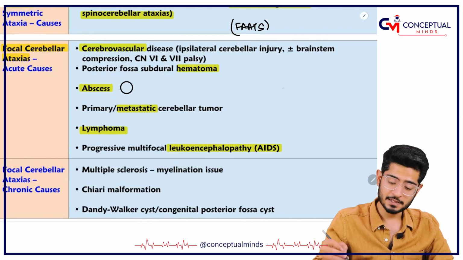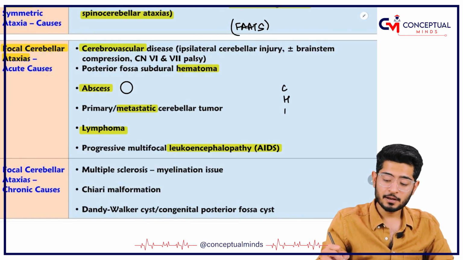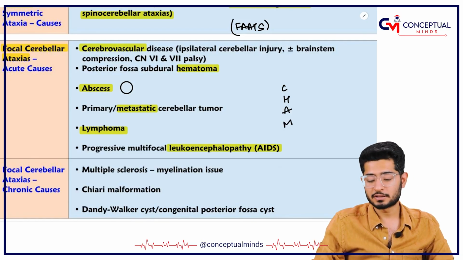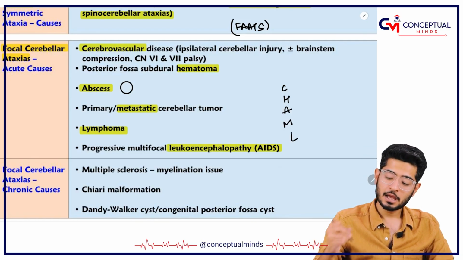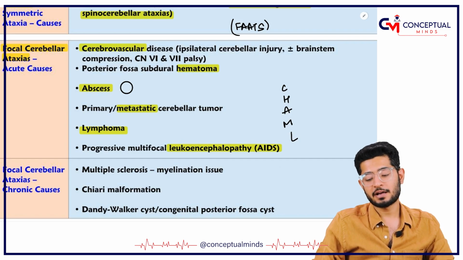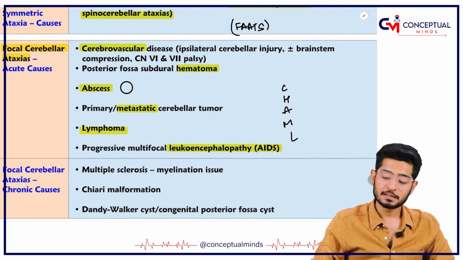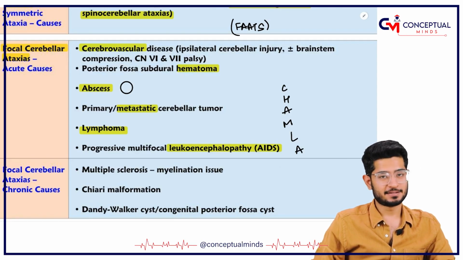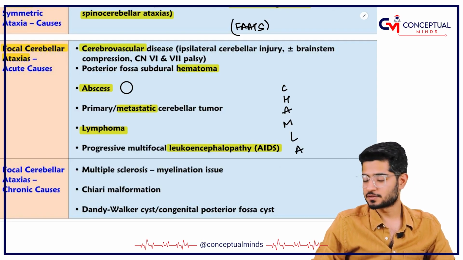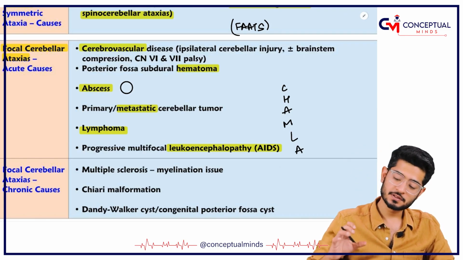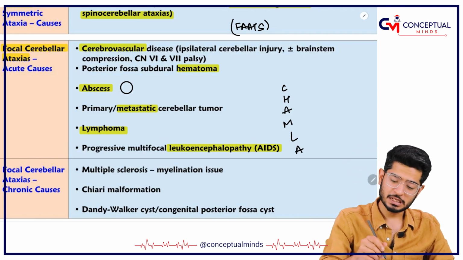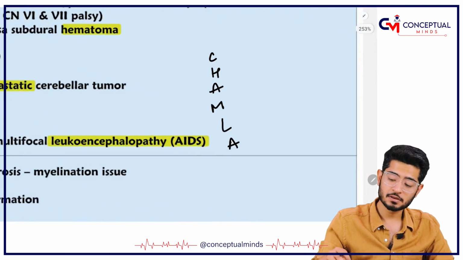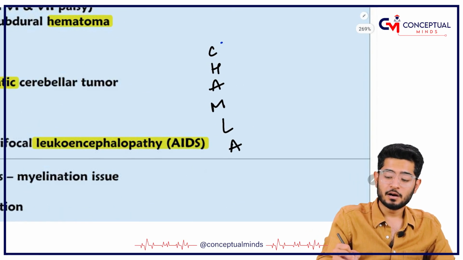So just remember cerebrovascular disease, hematoma, abscess formation, metastasis, and then lymphoma as well as leukoencephalopathy, which is seen in AIDS. This is the thing which you have to remember. You can create any mnemonic of your choice if you are discussing the acute diseases.